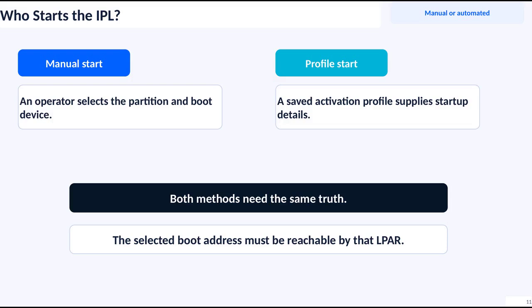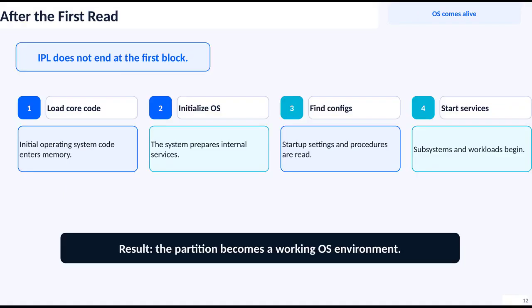After the partition reads the initial operating system code, the operating system starts coming alive. It initializes itself, locates its configuration information, starts internal services, and eventually begins the workloads it is responsible for running. A good comparison is starting a restaurant in the morning. Unlocking the door is only the first step. The staff still turns on equipment, prepares ingredients, checks reservations, and opens service. IPL begins by loading the operating system, but the operating system still has its own startup journey before the environment is fully useful.